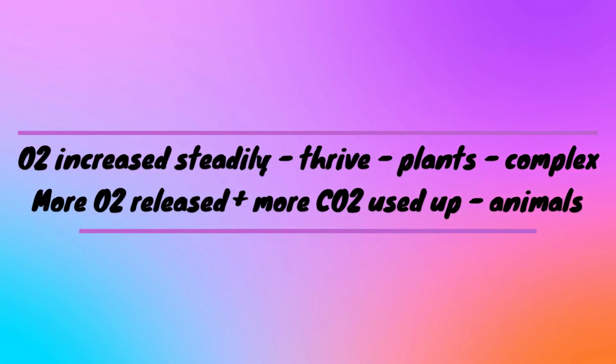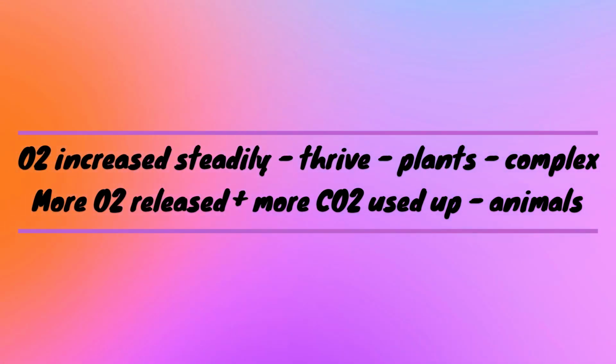Over the next billion years, levels of oxygen increased steadily, and algae and bacteria thrived in our oceans. More plants evolved, becoming more and more complex. More oxygen was released and more carbon dioxide was used up. So the first animals started to evolve.